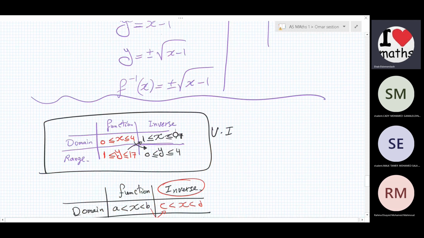Domain, range, all of these things. The inverse of the function will not change, some things like this. Most of the questions are old and a few are new, but they are very important.